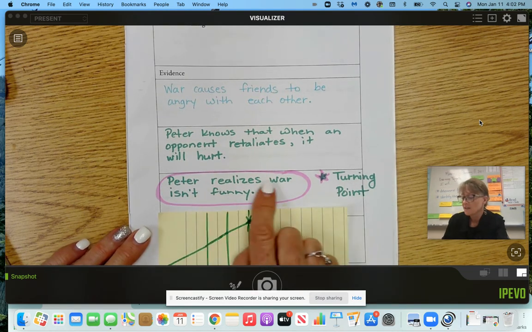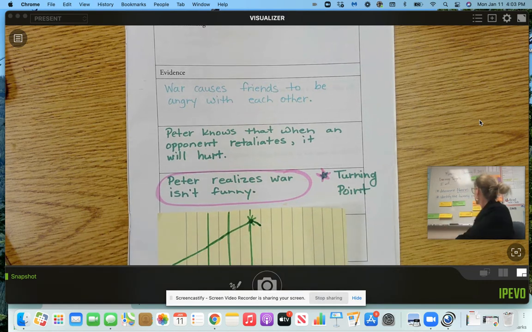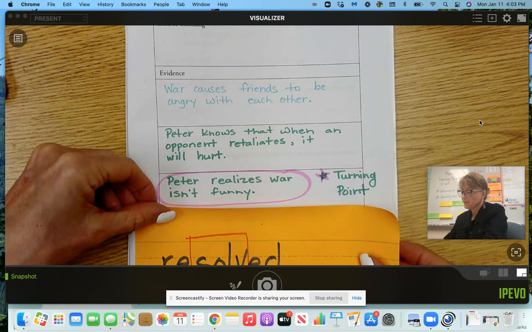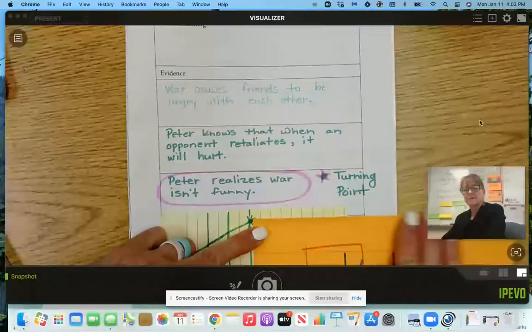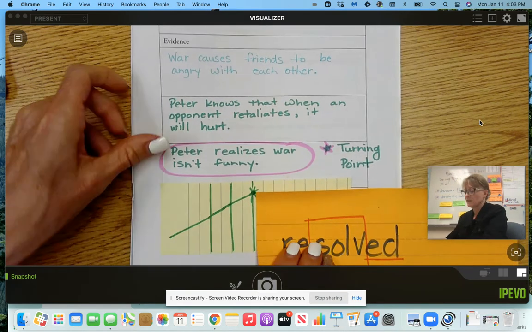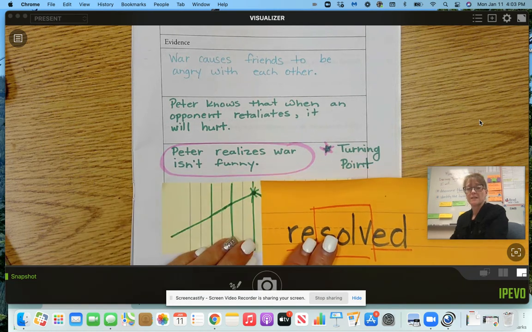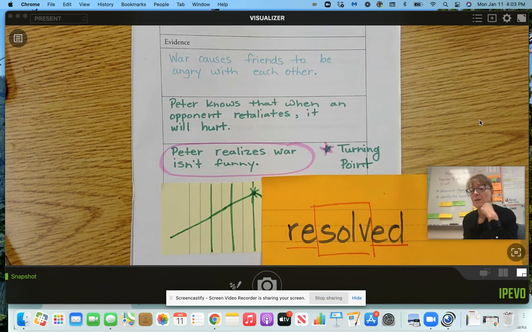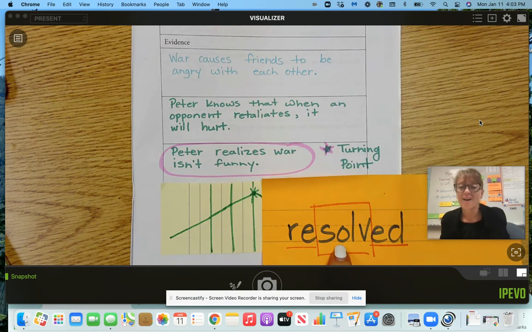If Peter doesn't think war is funny, we look back at some of our words and we know that at the end here, we got to scoot this up here. That doesn't quite fit. But we need to find out how their problem gets resolved. The root word here is solve. How they come to a solution, how they solve their problem. All that's going to get wrapped up and tied up in the next quadrant. So we are close to finding out how the story ends.